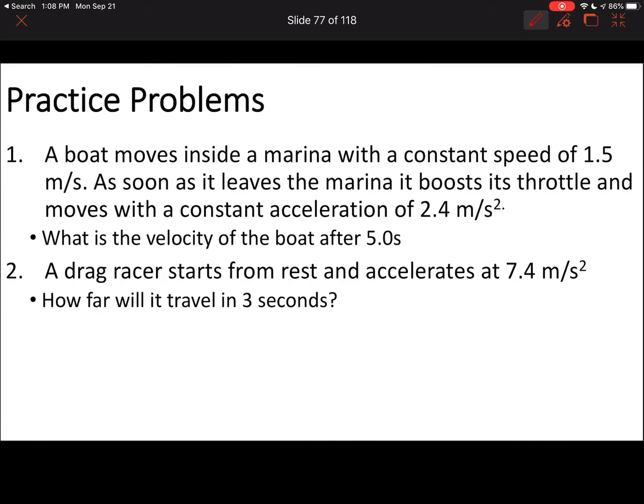So why don't we try a few on your own? You guys can go ahead and pause this video and try out 2 of these problems. All right, your answers should come out to be 13.5 meters per second for the velocity of the boat, and then 33.3 meters for the displacement of the drag racer in the 3 seconds.